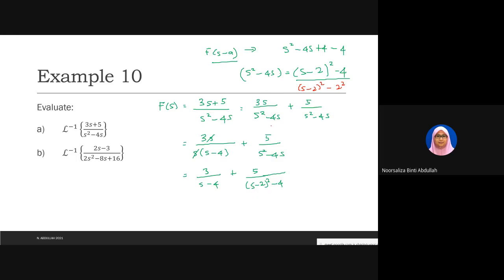In this case, you have to modify this equation again so that you have a 2 on top. It must be 2 over (S minus 2) squared minus 2 squared, because here is 2, so on top it must also be 2. So how do you make it 2 on top? You multiply by 2 over 2. So when you multiply by 2 over 2, it becomes 5 over 2 times 2 over (S minus 2) squared minus 2 squared.